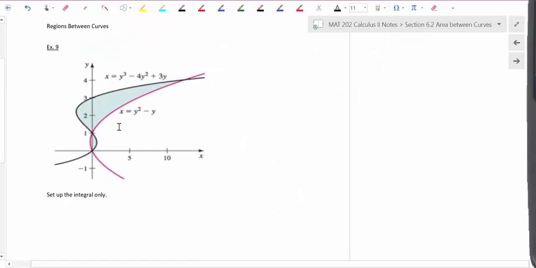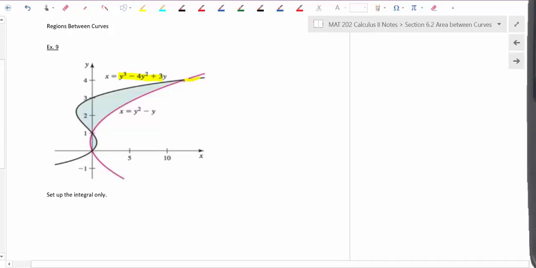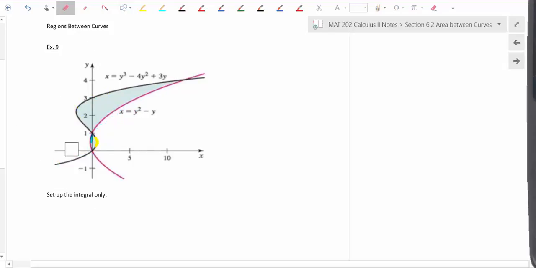And going to look at setting up this integral right here. Now what you have on this is two curves. The first curve is going to be this curve right here. And then the second curve is this one, and that's going to be this curve right here. So we actually have two regions that we need to do on this. Let me erase that. That kind of makes it look messy.